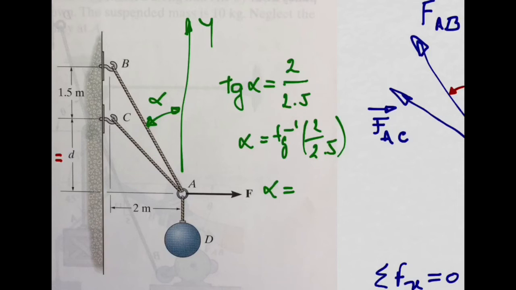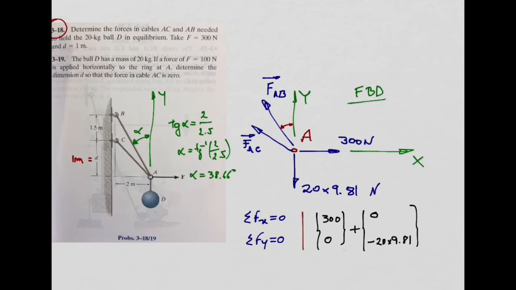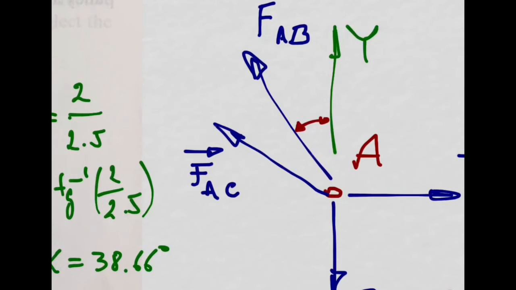Anyone has this angle alpha, please? 38.66, right? So 38.66 degrees. Very good. So we can say that this angle here is 38.66.